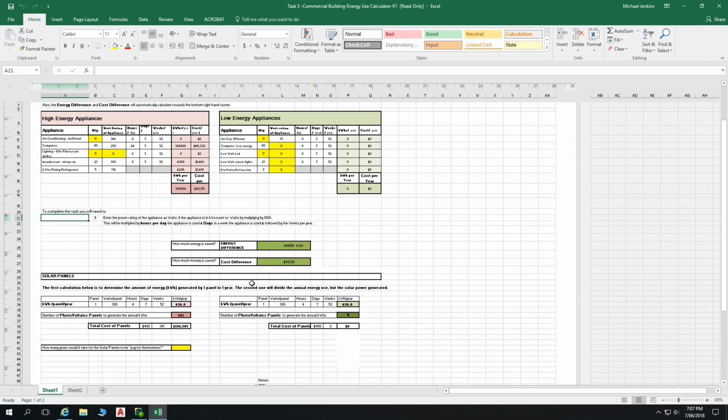So underneath, this one's been populated already. So one panel, or 300 watts per panel, 4 hours, 7 days, 52 weeks. So that's 436.8 kilowatt hours per year. But as we put the various different figures in here, our requirements are going to change, and it'll tell us how many solar panels we need to produce the required wattage.